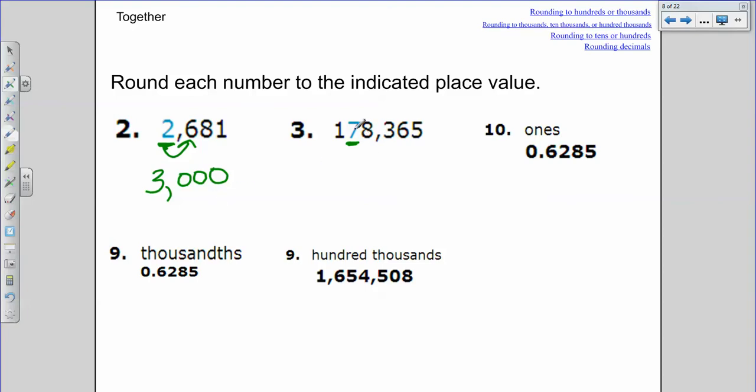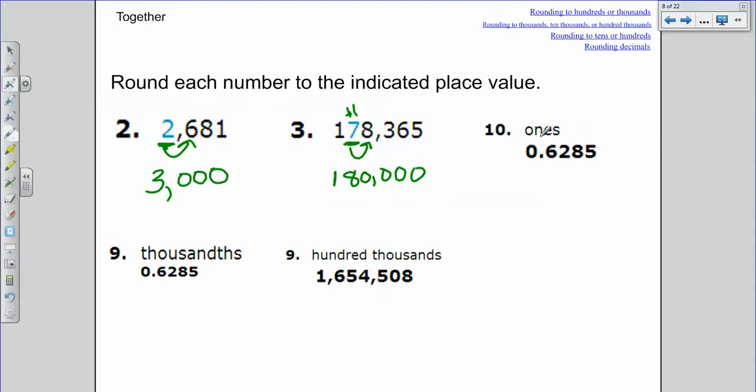Okay, let's look at my next one. 7 is my underlying digit, so I'm looking at the 8. The 8 is greater than 5, so my 7 is going to become an 8. I rewrite the numbers to the left. Everything else becomes zeros. So 178,365 is closer to 180,000 than it is to 170,000.